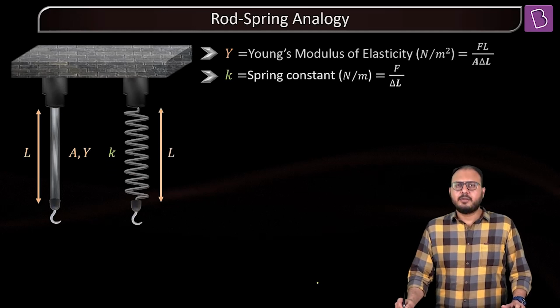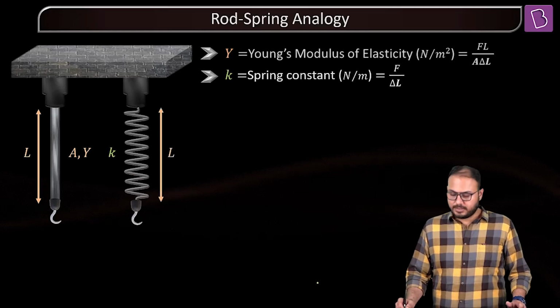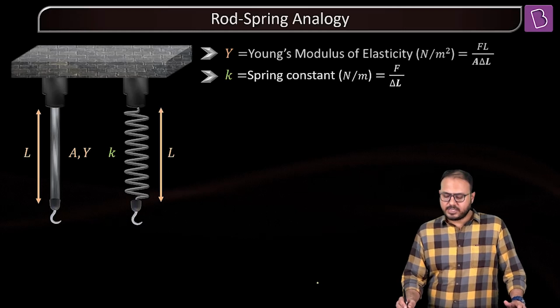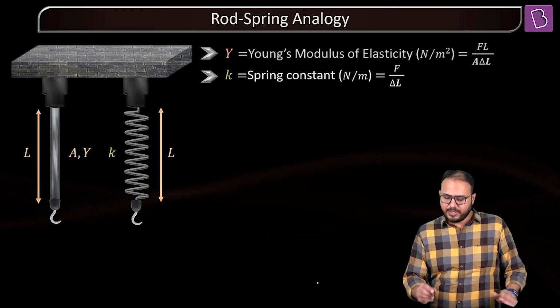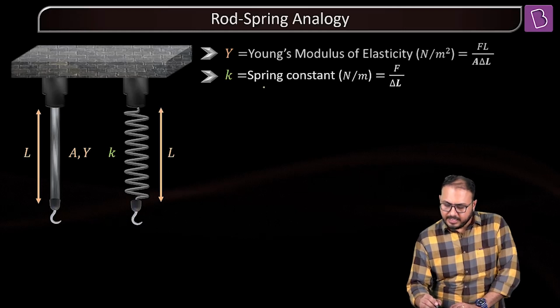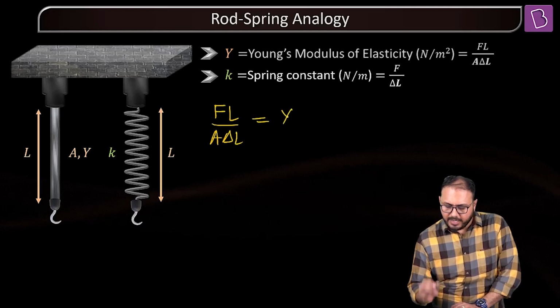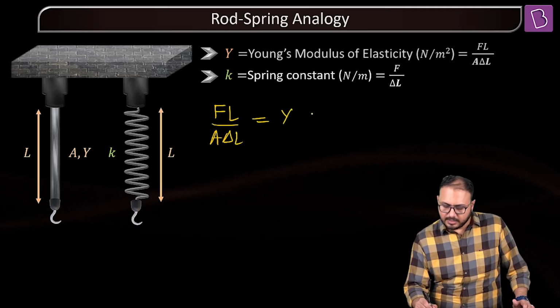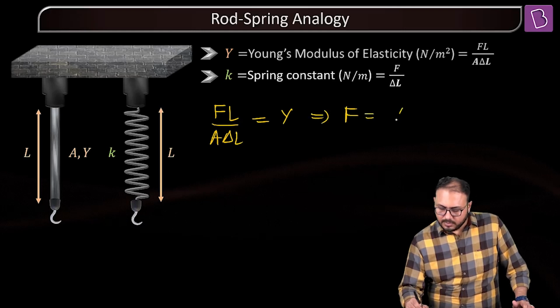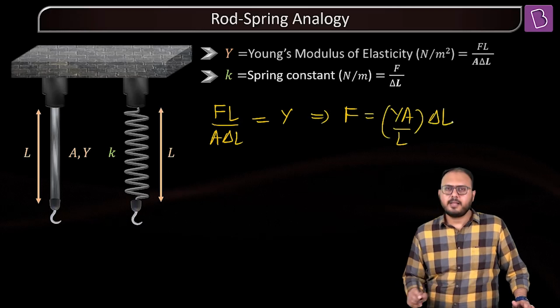L is the natural length, and K is its spring constant. Sure, sir. What is spring constant? F upon delta L. Okay. So you mean to say that in Young's modulus, FL upon A delta L is equal to Y? Yes, sir. That implies F equals YA by L times delta L?